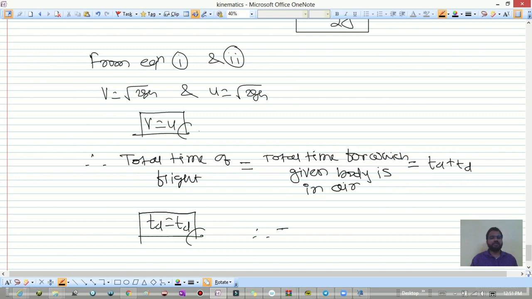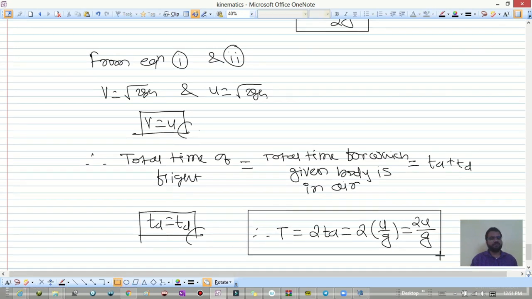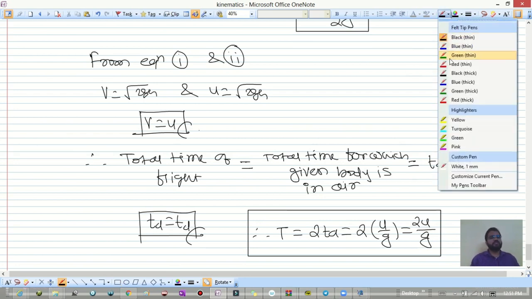So therefore time of flight T is equal to 2 ta, which is equal to 2 into u divided by g, which is 2u divided by g we have. So I hope this is clear to you all. Now based on this, we'll do two questions.